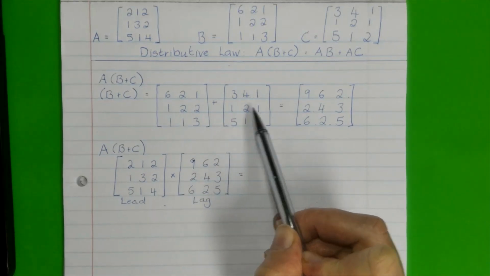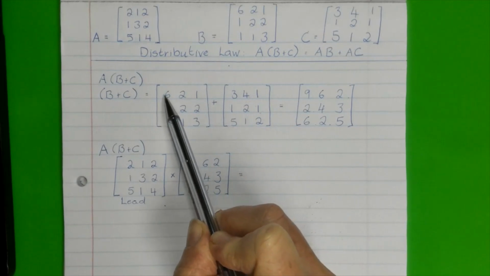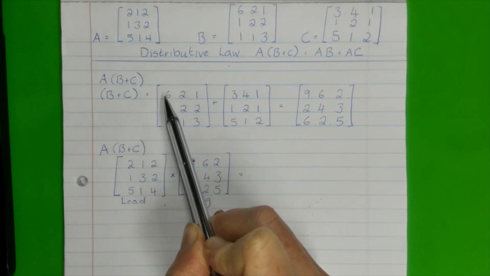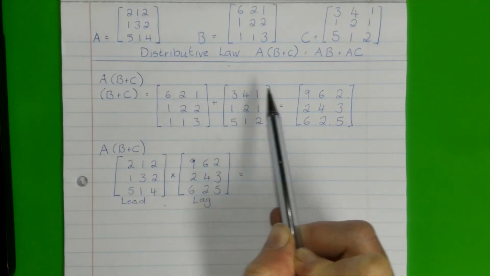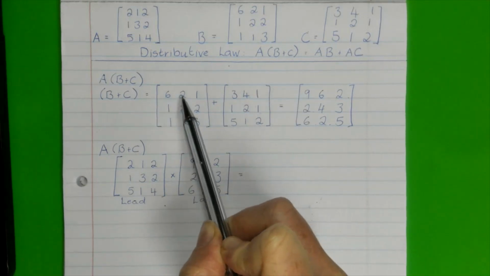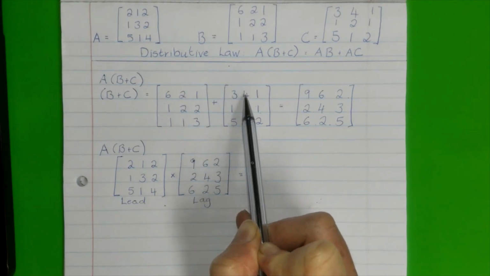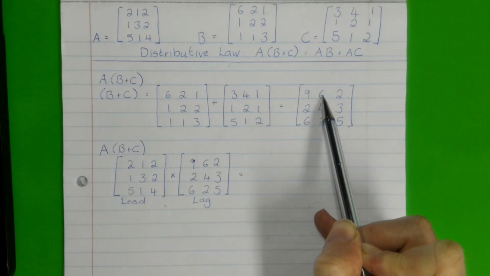And in order to do that calculation, we need to take, for example, this element, first row, first column in matrix B, and add it to this element in matrix C, first row, first column. 6 plus 3 gives us 9. Here we have the element in the first row, second column. We add that to the element in the first row, second column in this matrix here. 2 plus 4 gives us 6.